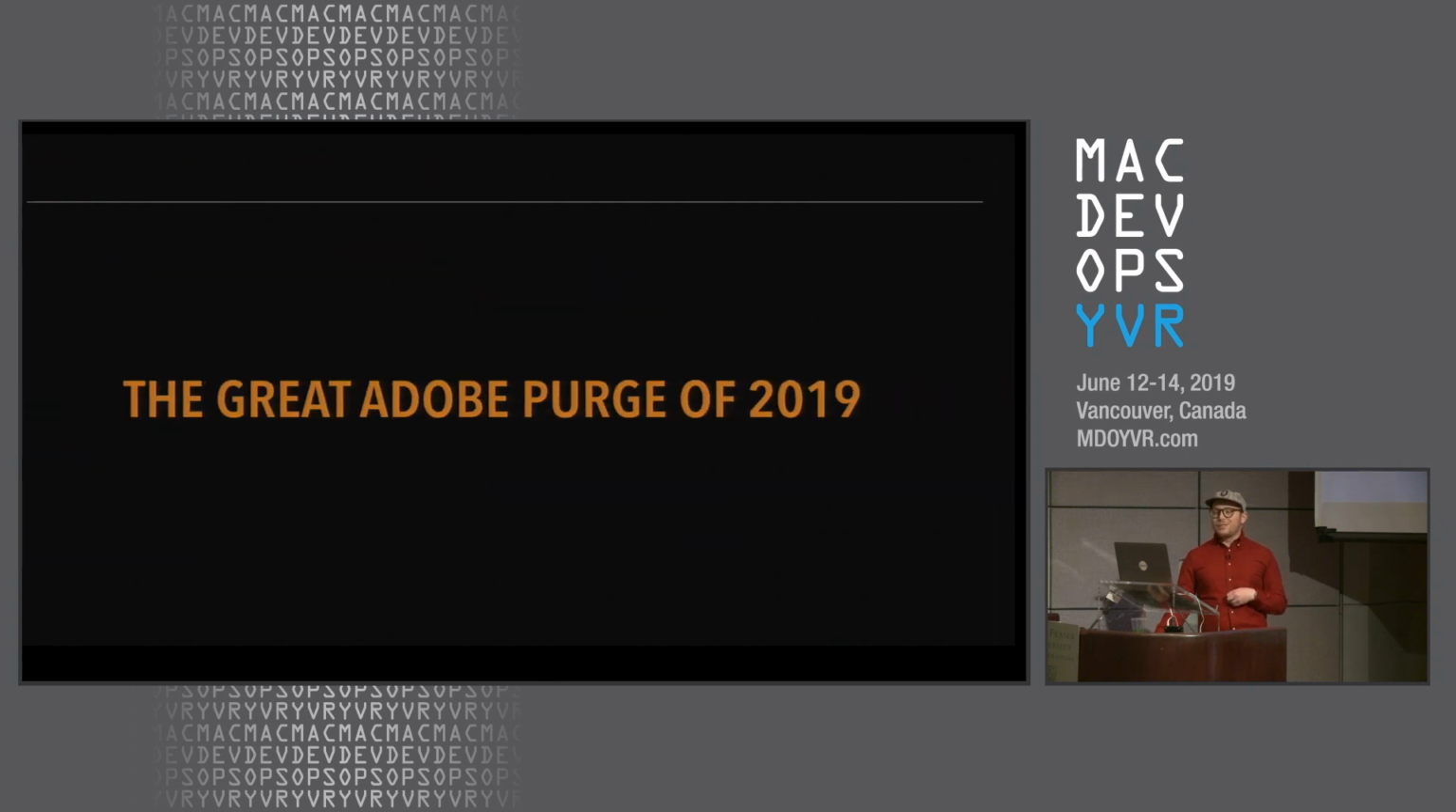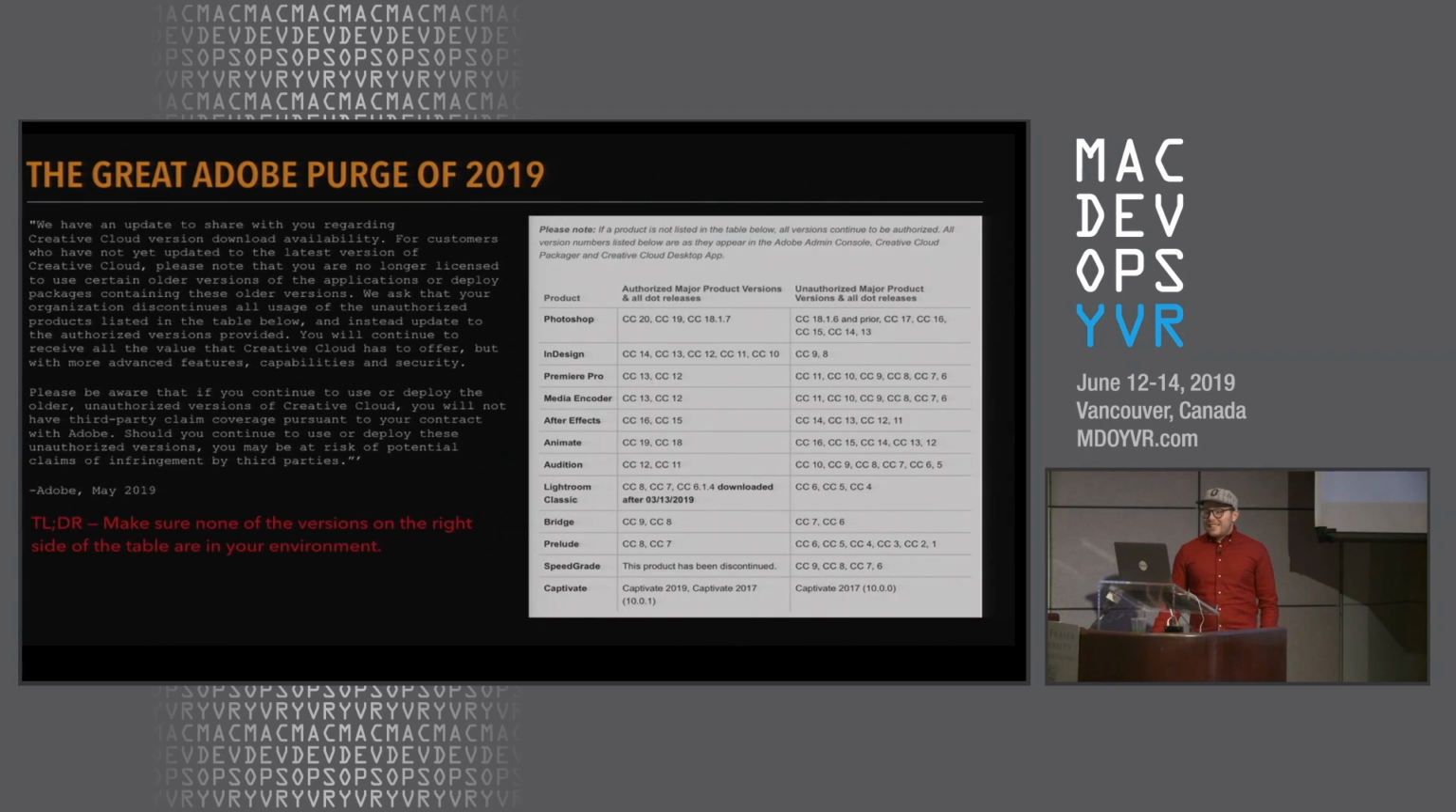Also, I just threw this slide in. I bet a lot of you got a really sinister and terrifying email from Adobe about a month ago. It looked like this. I'm not going to read this whole thing. This is Adobe's words. But basically, some legal stuff went down, and you need to make sure that the unauthorized versions of the Adobe apps in that right side of that table are not in your environment. Otherwise, you could be open to copyright infringement liability.